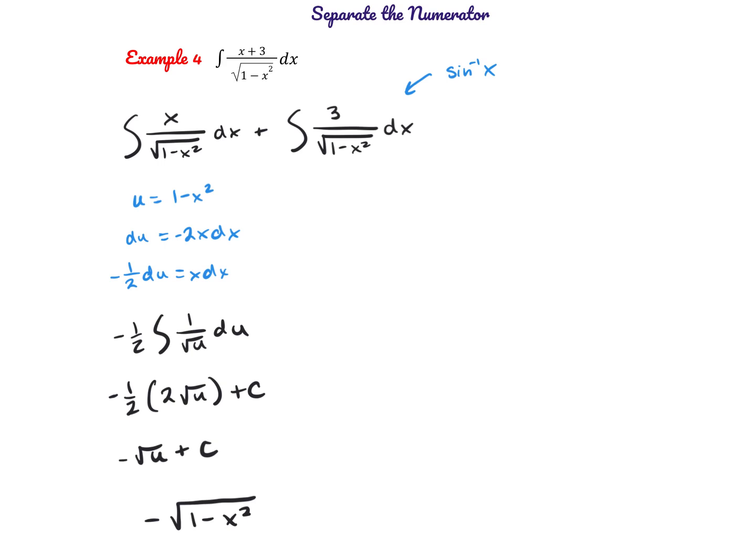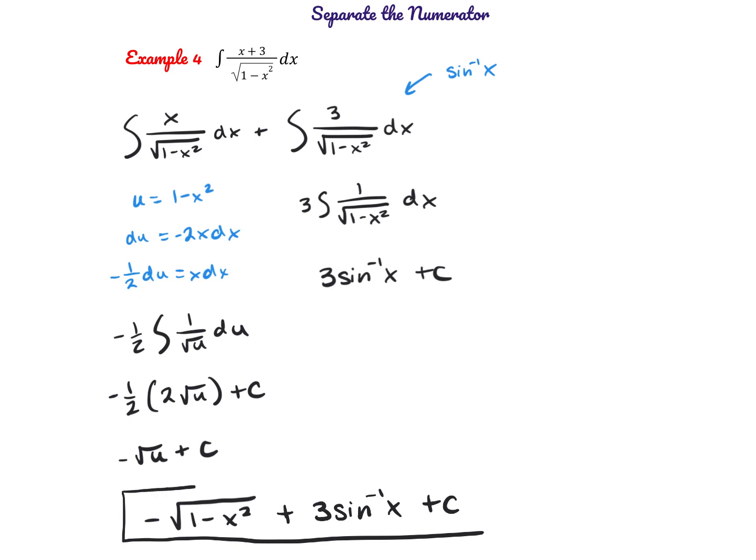And then we could look at the other part here. Again, we can pull out that constant, and then it perfectly fits arc sine. So this will just be 3 arc sine of x plus c. So I'm just going to add this down here, plus 3 arc sine of x, and then we have our single plus c. So this is our final answer.